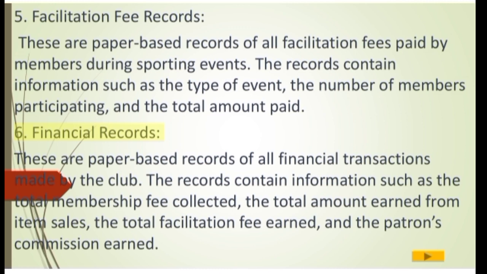6. Financial records. These are paper-based records of all financial transactions made by the club. The records contain information such as the total membership fee collected, the total amount earned from item sales, the total facilitation fee earned, and the Patron's commission earned.